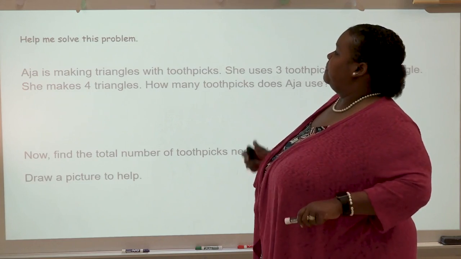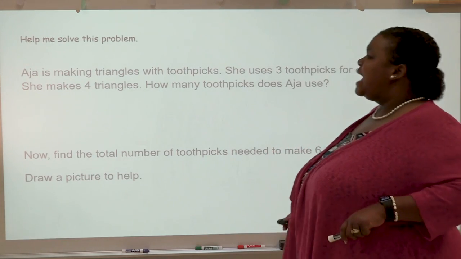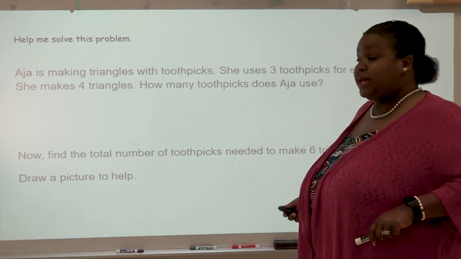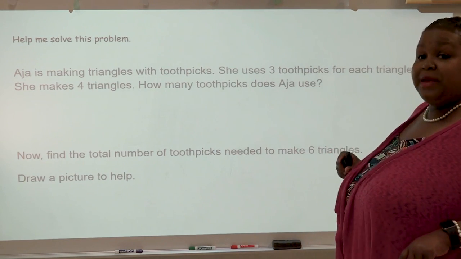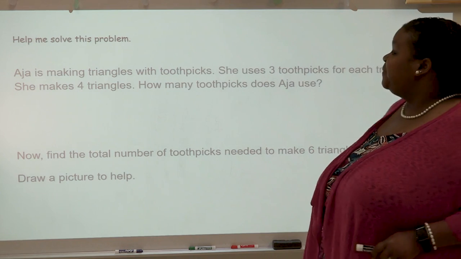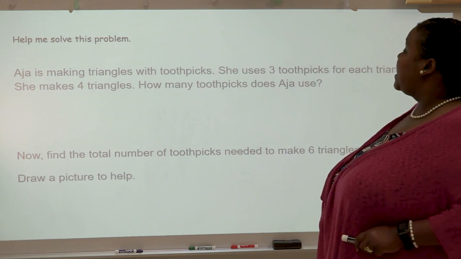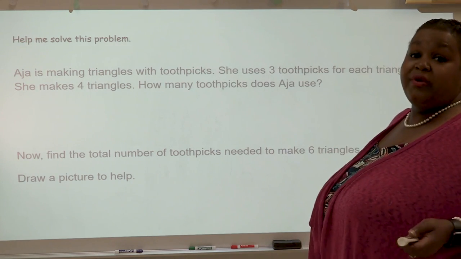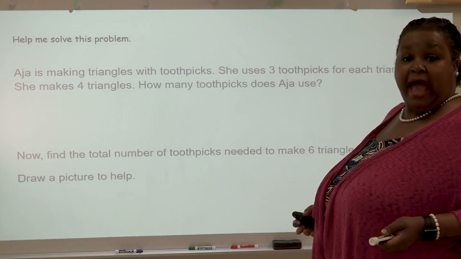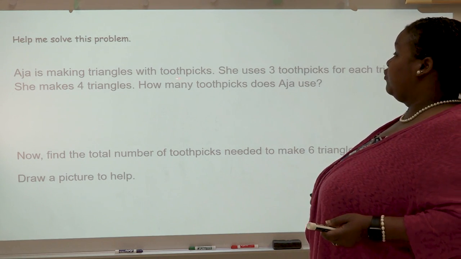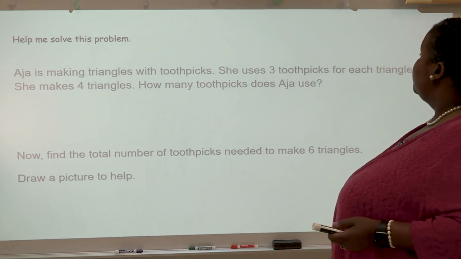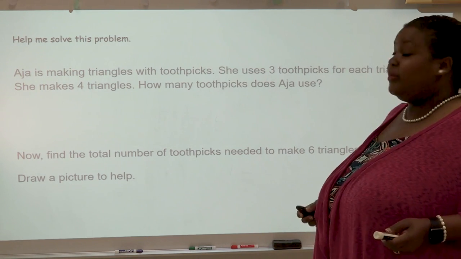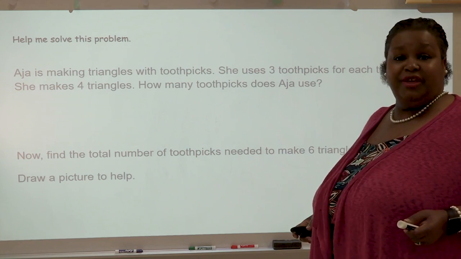Let's see. Help me solve this problem. Asia, hello Asia. Asia is making triangles with toothpicks. She uses 3 toothpicks for each triangle. She makes 4 triangles. How many toothpicks does Asia use? Let me read it one more time because I need to make sure I'm making sense of what this problem is asking me. Asia's making triangles with toothpicks. She uses 3 toothpicks for each triangle. She makes 4 triangles. How many toothpicks does Asia use?